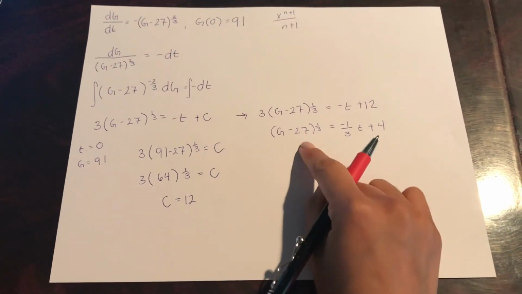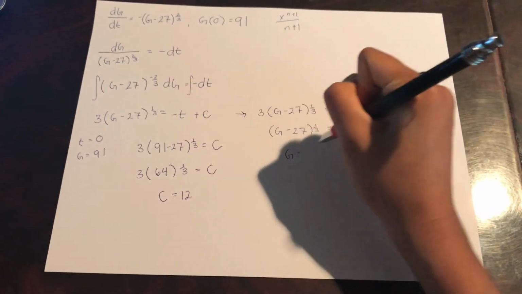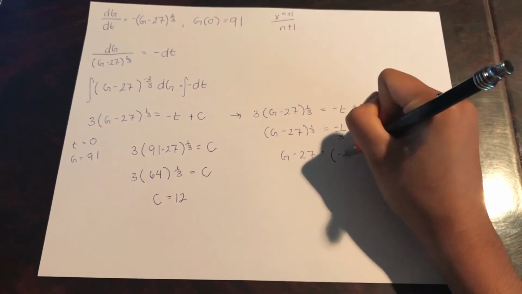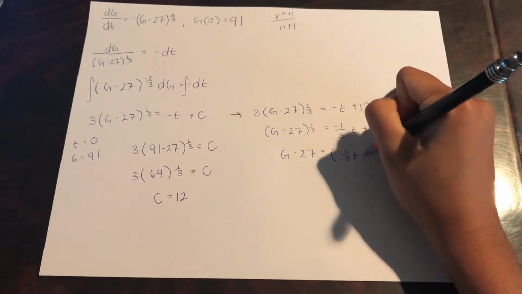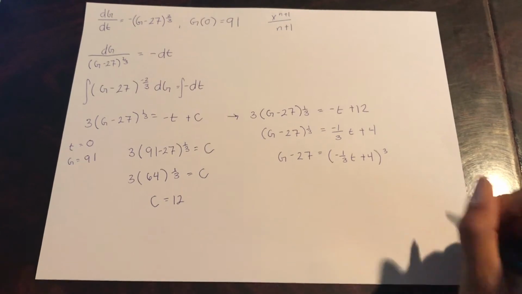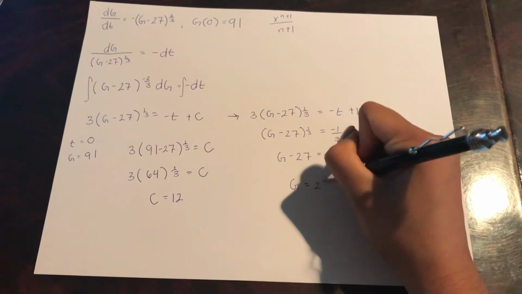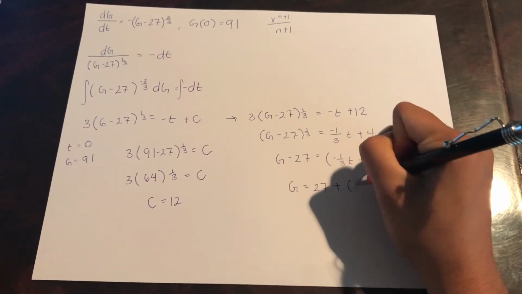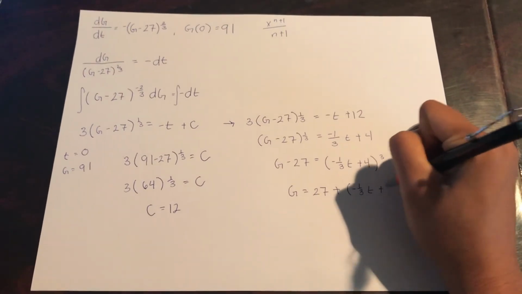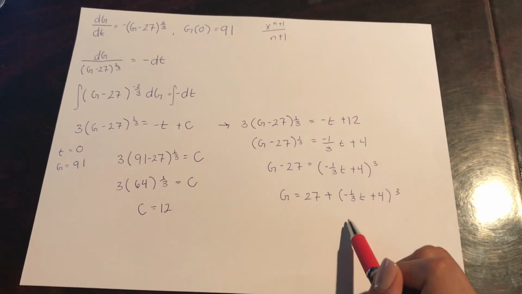And we are going to cube both sides to get rid of this 1/3 power to get g minus 27 is equal to the quantity of negative 1 over 3 times t plus 4 cubed. So now we're just going to move the 27 over to the right side to get g is equal to 27 plus the quantity of negative 1/3 times t plus 4 cubed. So this is the answer to the first part of the problem.